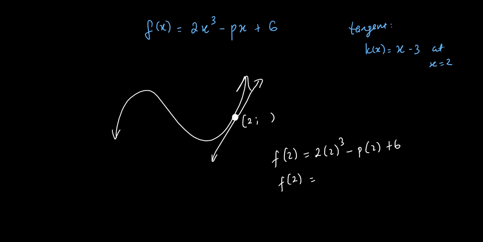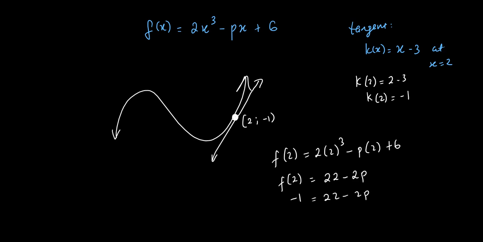Let me just double check, yeah? It's late, we might make mistakes. 22 minus 2p. Now I find that I can't find the y value because I don't know p. I say okay, sharp, but I know this is a point of intersection, so it also belongs to this one. So I say k of 2 is equal to 2 minus 3, so therefore k of 2 is equal to minus 1. Then I know that here it's minus 1 now. So I know that f of 2 is minus 1, so I put minus 1 here.